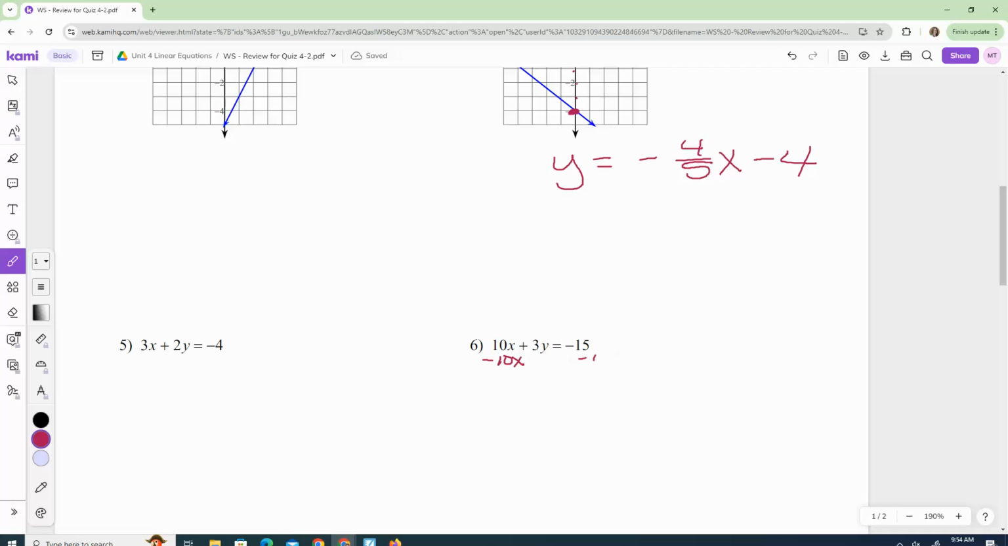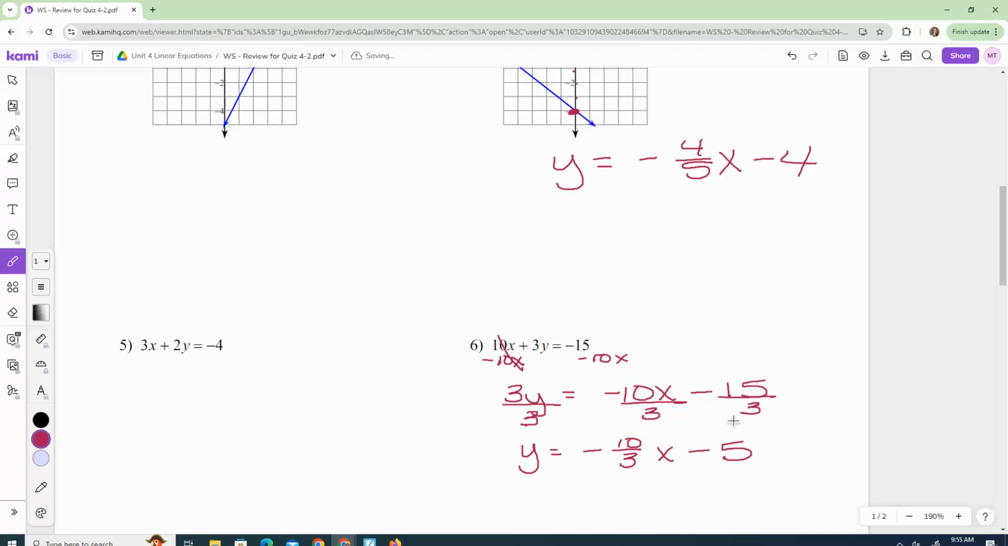If I subtract my 10x, so 3y equals negative 10x minus 15. Divide everything by 3, so y is negative 10/3 x minus 5. Okay, so just rewriting those equations. That's all old stuff that we've been doing.